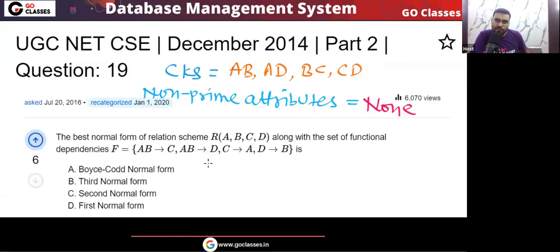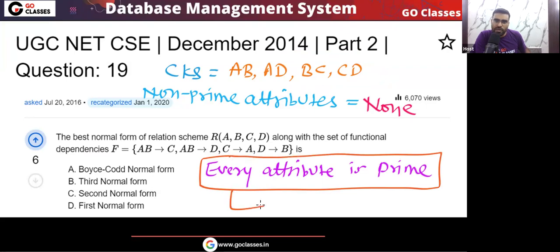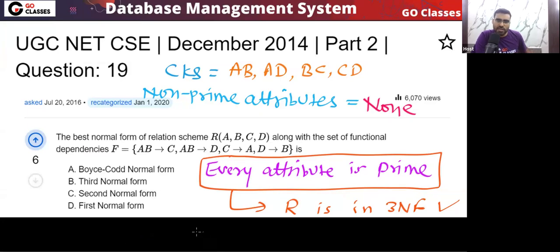So every attribute is a prime attribute. What does that automatically mean? Every attribute is prime, which automatically means your relation is in 3NF. Yes or no? So 3NF is guaranteed. Now we have to check whether it is BCNF or not. Remember, 3NF is guaranteed, but what about BCNF? You have to check. Now check BCNF.